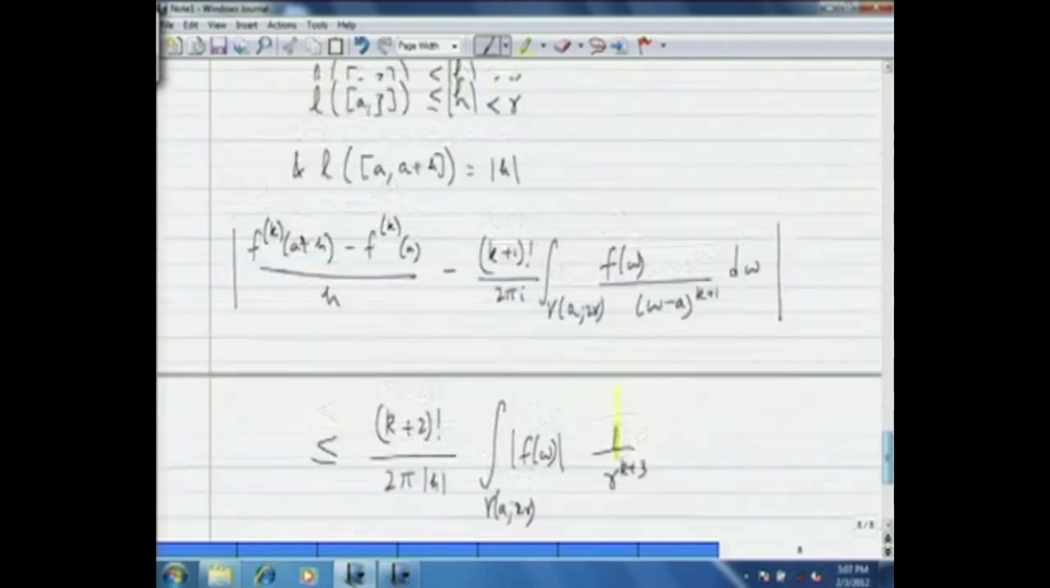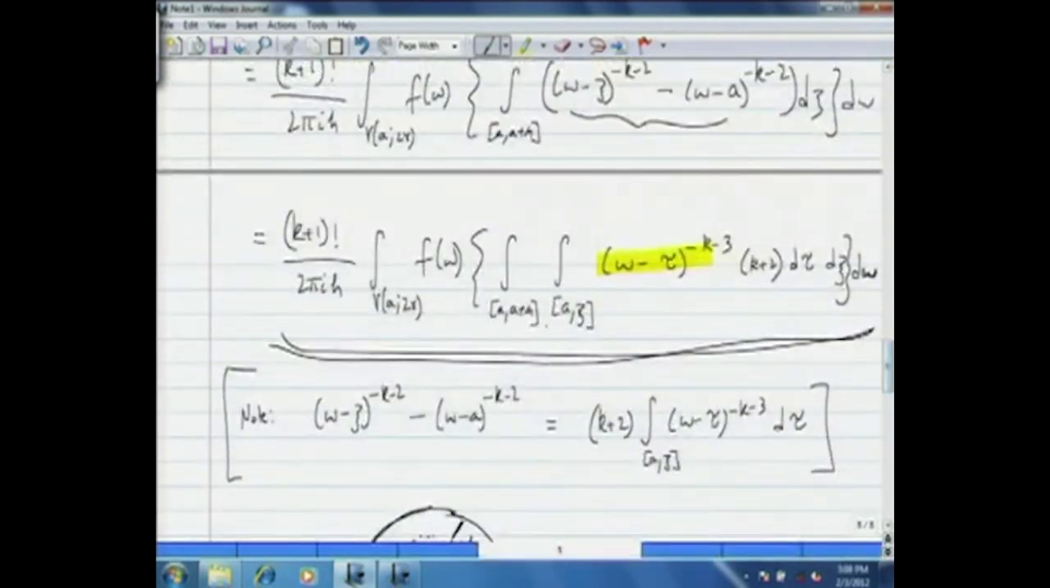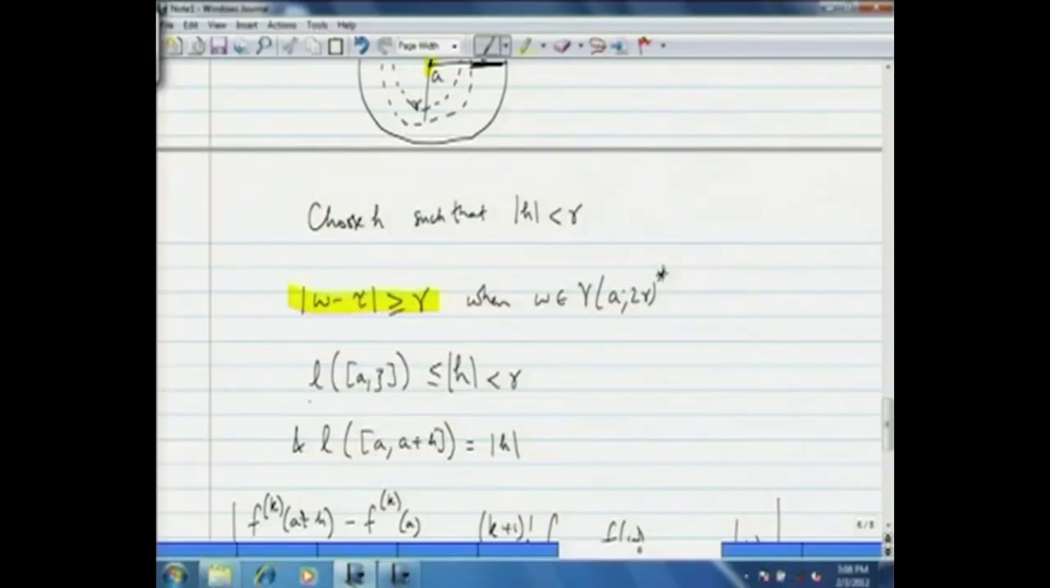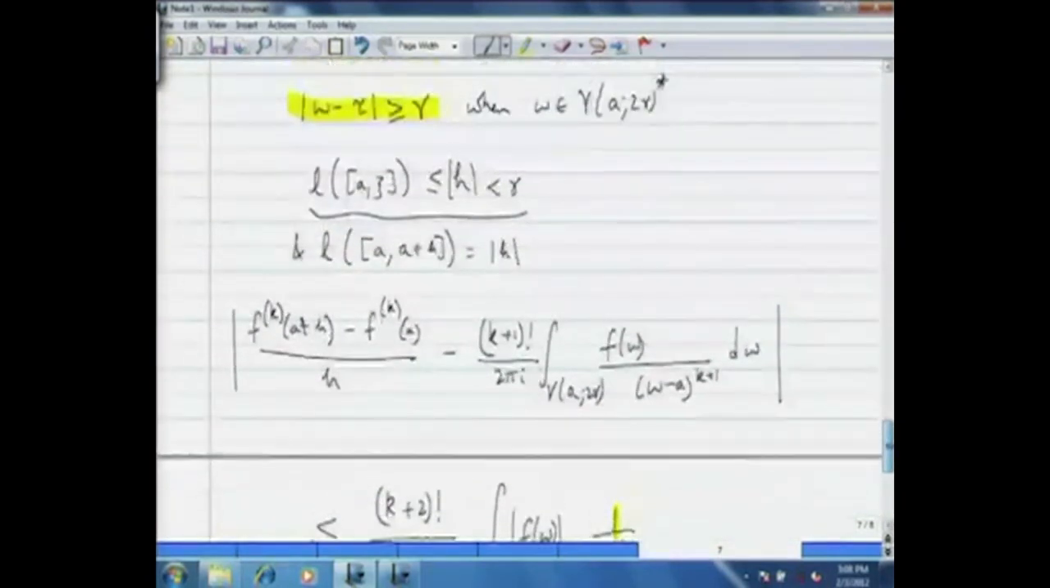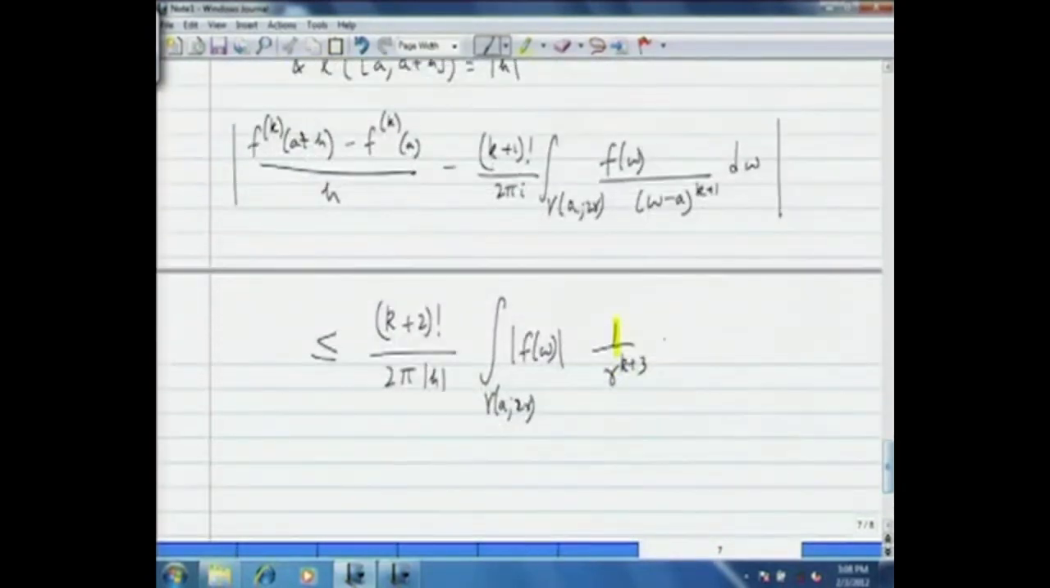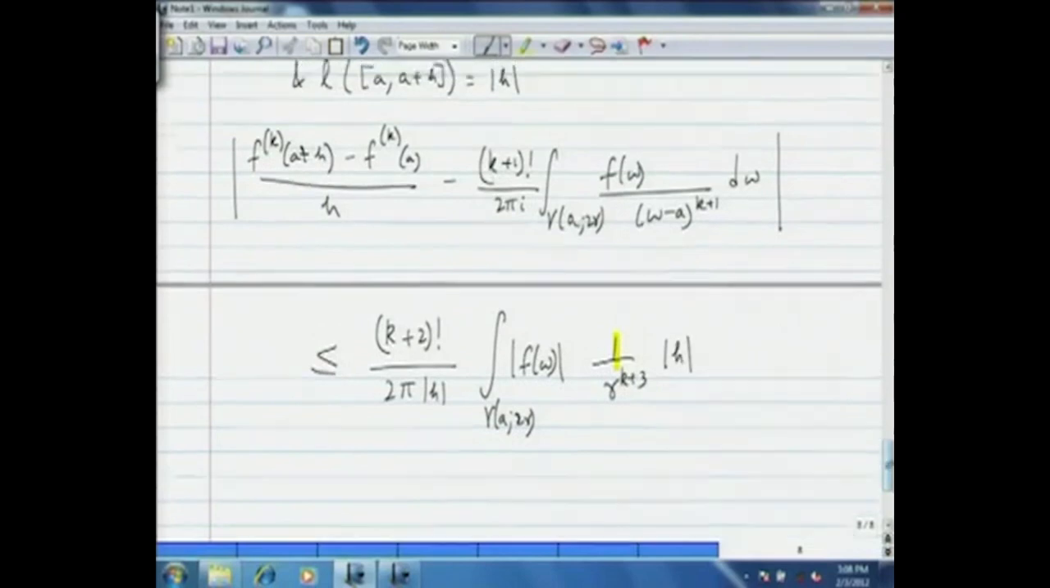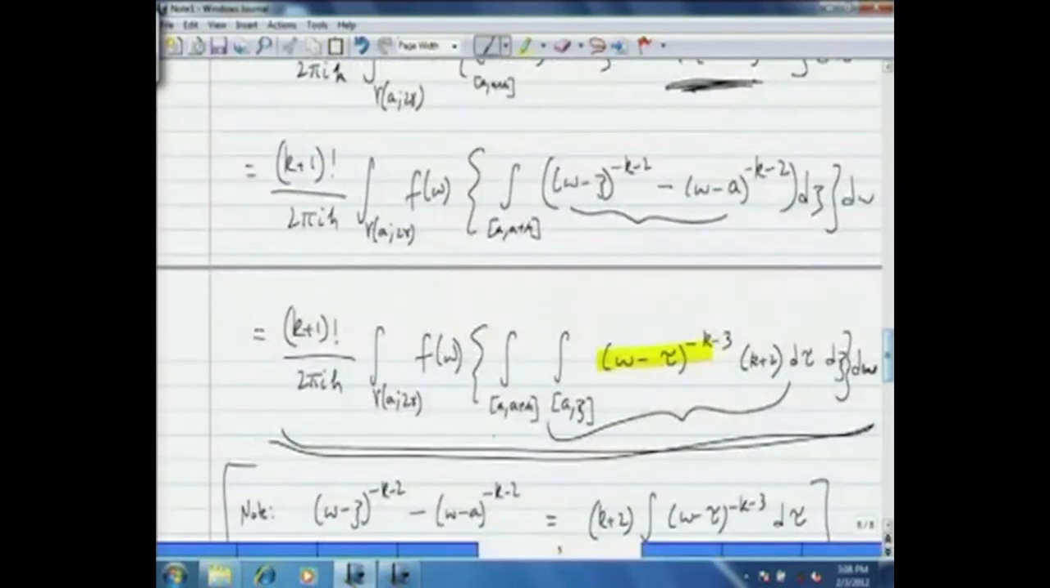And then there is the length of this curve from a to zeta, or the straight line joining a to zeta, which is modulus of zeta minus a, and we commented that the modulus of zeta minus a is less than or equal to r, or less than or equal to h. So we have this is less than modulus h, and likewise we have the length of the straight line joining a and a plus h.